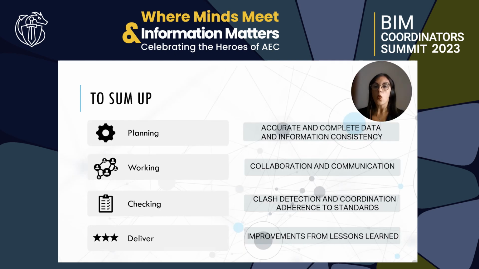To sum up, we have four keywords: planning, working, checking, and deliver. Planning, because since the beginning, at the early stages, we need to have all the accuracy of the information, consistency, accuracy of data, and all the information we know is contained mostly in the BIM execution plan that we need to follow in order to have the most accurate model. Then working: collaboration, communication with other stakeholders, with the other disciplines. That is the key to work in a good way.